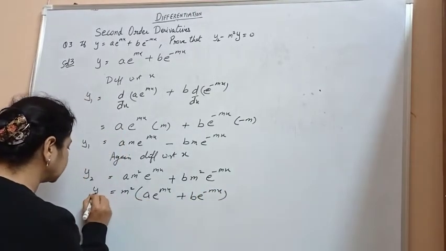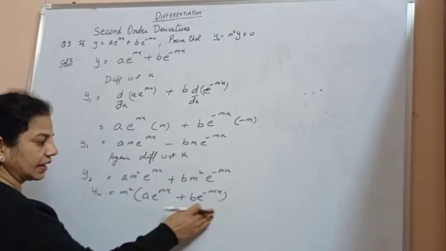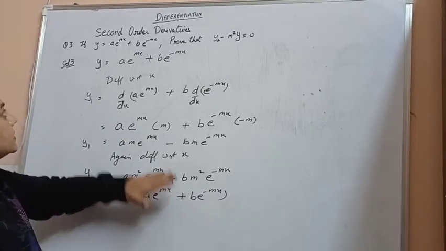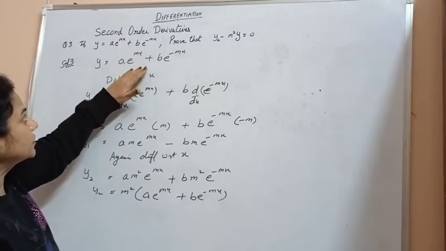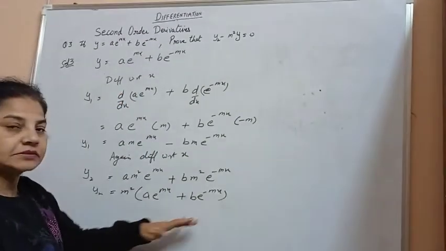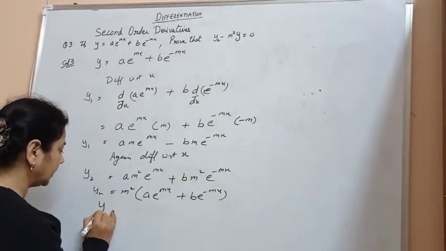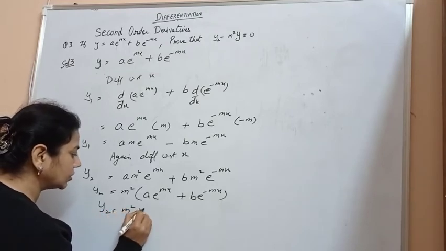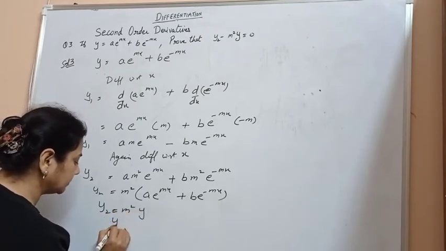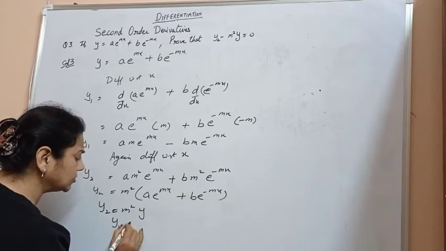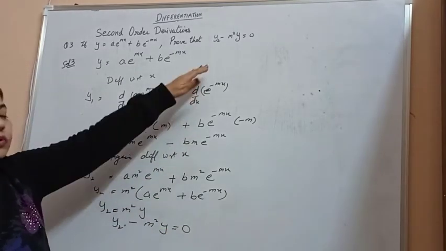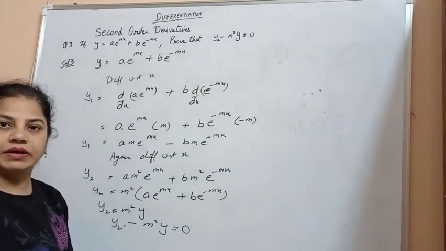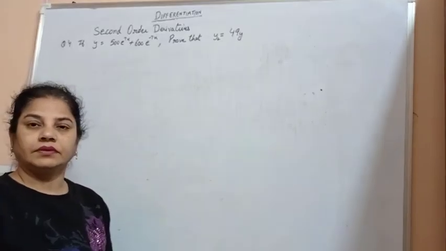If you compare, this is my y2. If you compare this bracket, what is this? This is the function y itself. So I can replace this by y. So I get y2 is equal to m square y. This means y2 minus m square y is equal to 0. This is what I have to calculate.